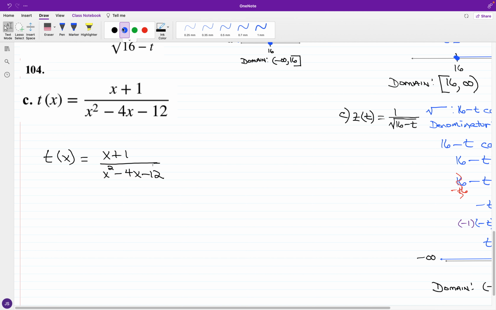But we do have a rational function, and again, for rational functions or fractions, the denominator cannot be 0. And so we have the restriction that x squared minus 4x minus 12 cannot equal 0. Looking at pinpointing the value or values that x cannot be.